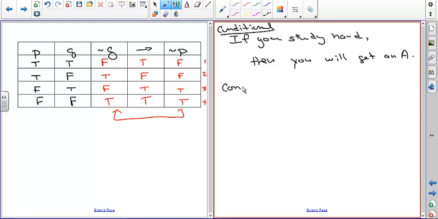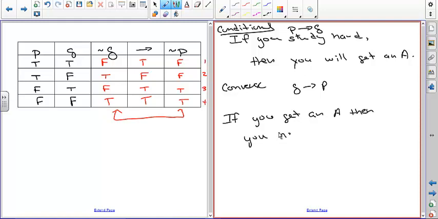The converse: this is if P then Q, so the converse is if Q then P. All we do is we identify this part as P and this part as Q and just switch them. So then you'd have, I'm slightly rewording them, if you get an A, then you have studied hard. Okay, so that's the converse.